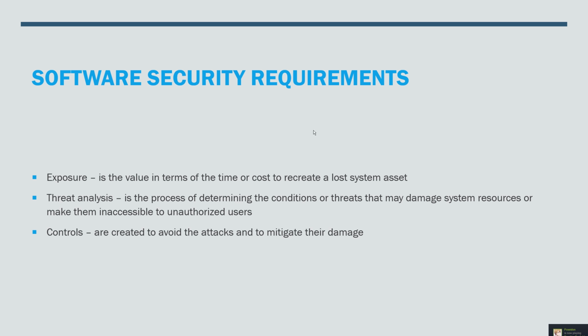Software security requirements. Exposure. This is one that you want to look at when setting up your software. It is the value in terms of the time or cost to recreate a lost system or asset. These assets, you want to make sure you know where they're going, and if they have some kind of exposure, how to keep them safe and what it'll cost to keep them running. Now, the next part you want to look at is threat analysis. This is the process of determining the conditions or threats that may damage system resources or make them inaccessible to unauthorized users.